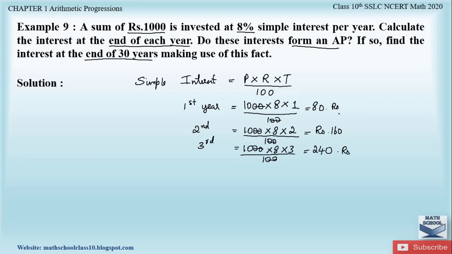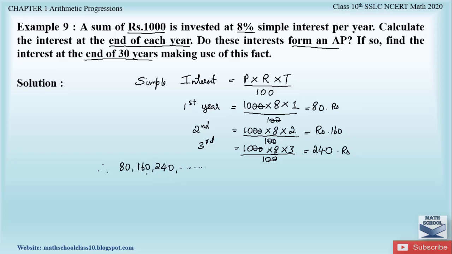Now we have got the simple interest for the first, second and third year. Similarly, we can find out for the fourth, fifth and sixth year. Therefore, let us write down the simple interest for the first, second and third year. That will be 80, 160 and 240 and so on.